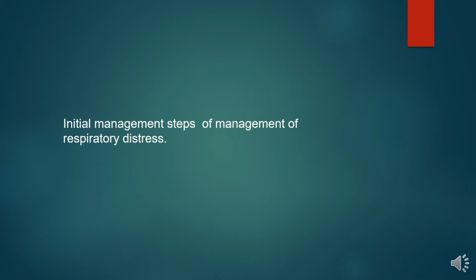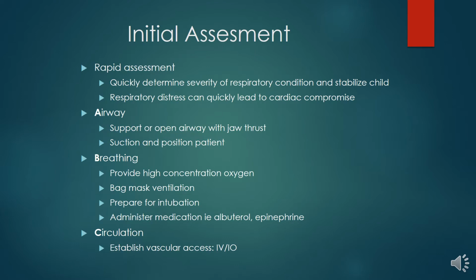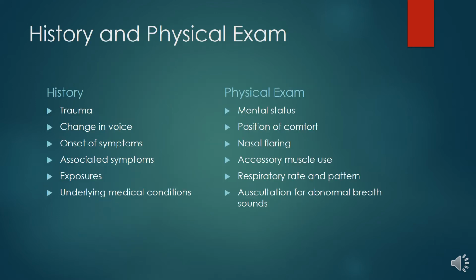So to start with, we'll discuss the initial steps of management in respiratory distress. There is a rapid assessment in which we need to quickly determine the severity of the respiratory condition and stabilize the child, as respiratory distress can quickly lead to cardiac compromise. So airway, breathing, and circulation should be assessed and optimized. History and physical examination should be done, with special emphasis on quick physical examination and management as per the ABC protocol.